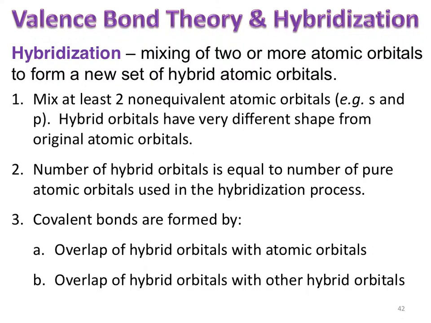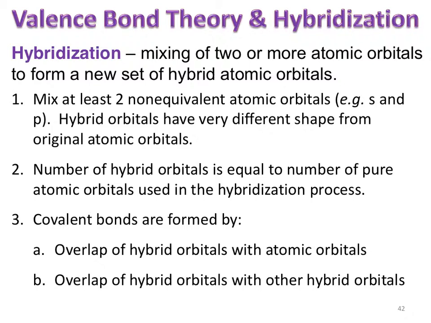So to account for these differing bond angles, valence bond theory hybridizes or mixes two or more atomic orbitals to form a new set of orbitals. There are some rules with mixing. The mixing has to be two non-equivalent atomic orbitals, like an s and a p orbital, resulting in hybrid orbitals that have a very different shape from the original atomic orbitals. The number of hybrid orbitals has to equal the number of original pure atomic orbitals used in the hybridization process.